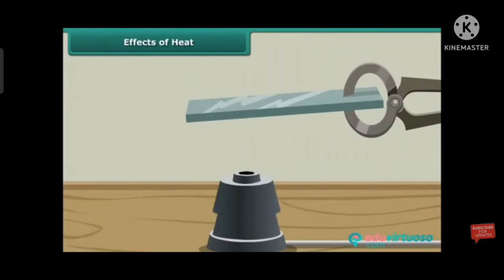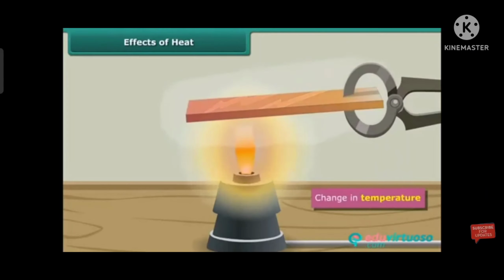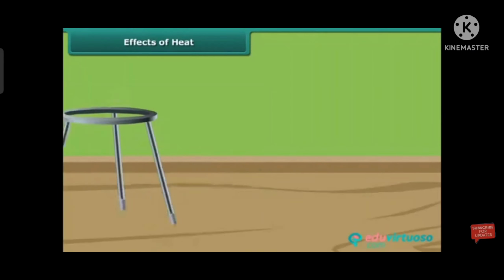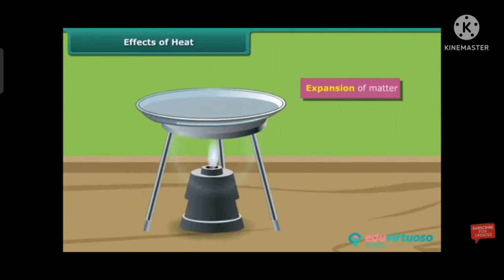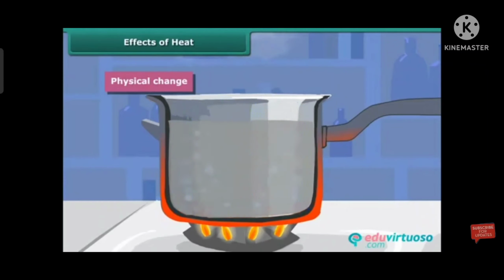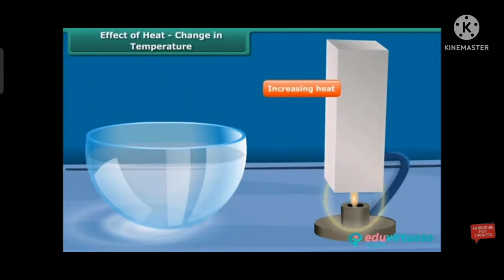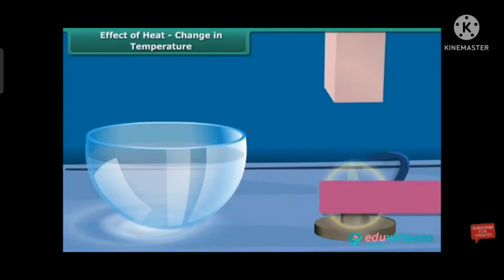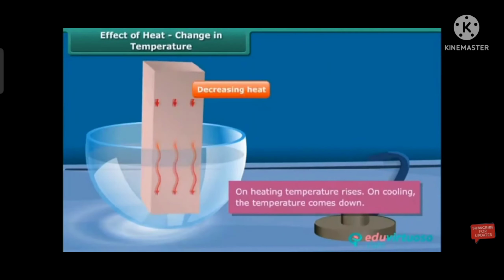When an object is heated, it undergoes many changes. The object becomes hotter. The object may expand or contract in size. A substance may change its state when heated. For example, water changes into water vapor on heating. We observe a change in temperature on heating. On heating, temperature rises, and on cooling, the temperature comes down.